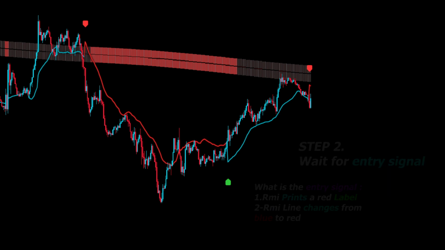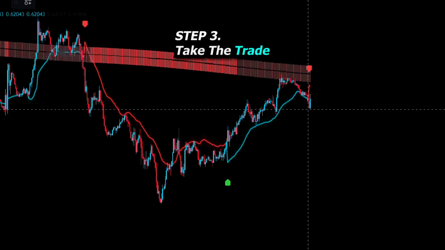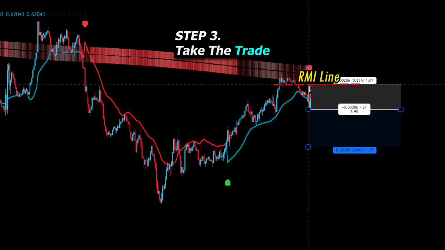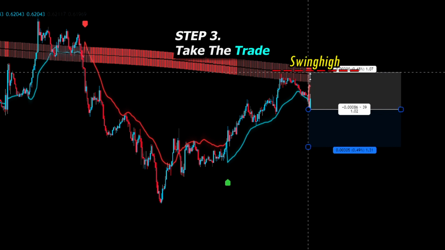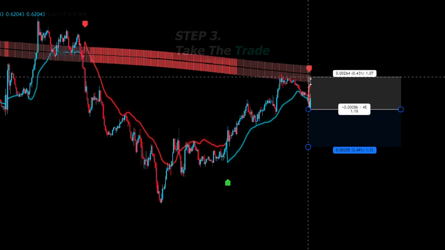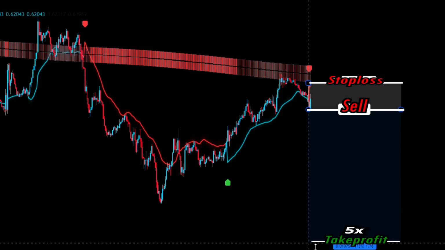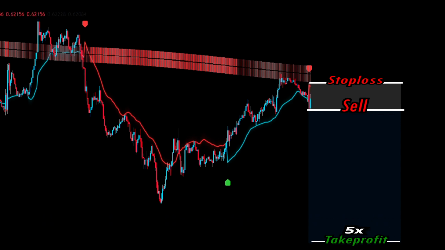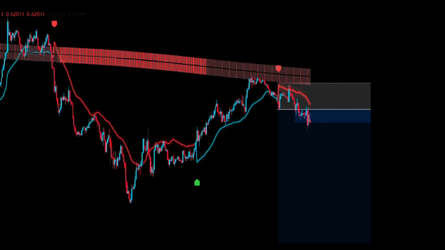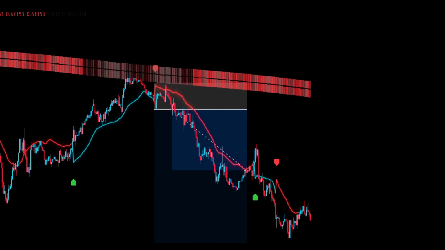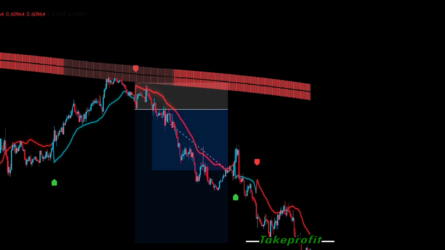And once these confirmations have been met, we'll take the instant execution on the exact candle that the red label was printed, with our stop loss directly above the RMI trend line or above the swing high. But in this scenario, we're going to put it above the RMI line. And for our targets, we'll be at a 1 to 5 risk to reward, with our trade management making it risk-free at 2.5%, or halfway of our position. And our final target has been hit for a 5% return when risking 1%.